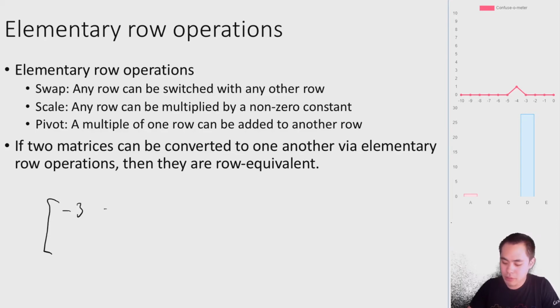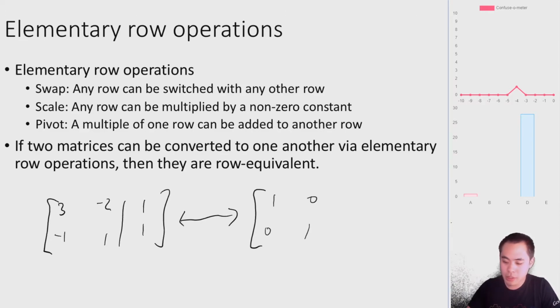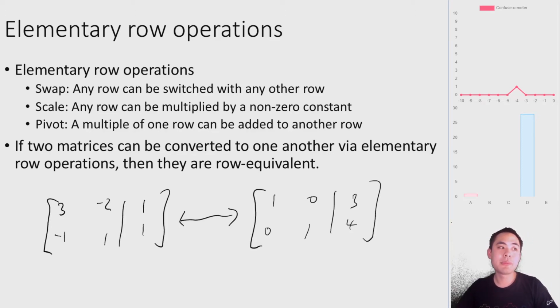So in the previous example we had 3, -2, -1, 1, 1, 1, and that is row equivalent to 1, 0, 0, 1, 3, 4. And so they have the same set of solutions. Now, you might be asking, how do we go from this to a solution? What is the algorithm? It turns out that there's a particular form. If you put it in this form where you have lots of ones along the left, then that makes it easy to solve. And so that brings us to row echelon form and reduced row echelon form.